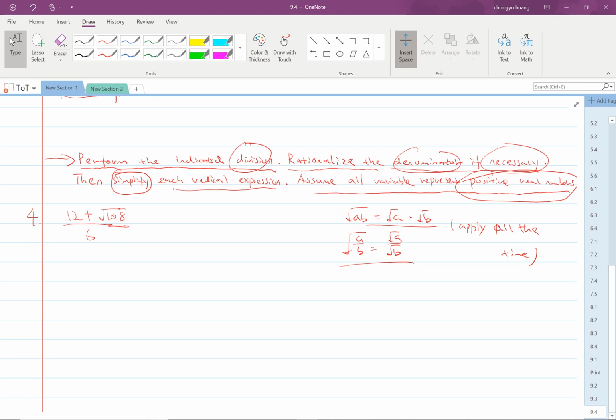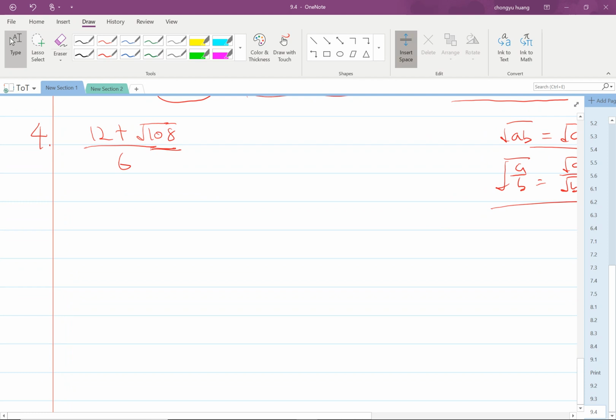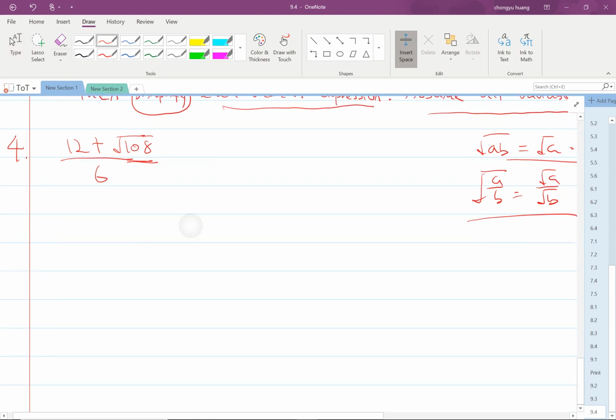Okay, so now let's do the question together. So over here, the first thing you should keep in mind is that we have to simplify this. Okay, so let me read the question first. Question 4: we have 12 plus the square root of 108, over 6. Okay, that is our question.